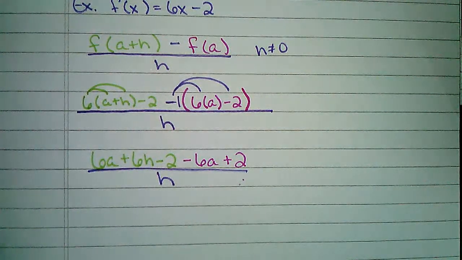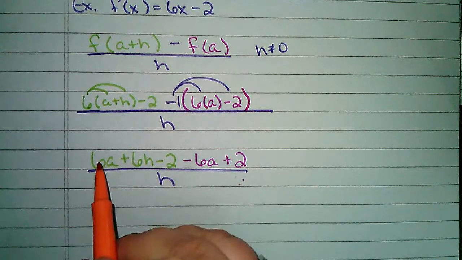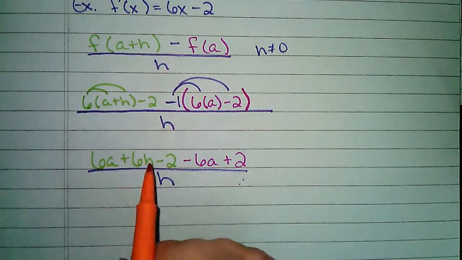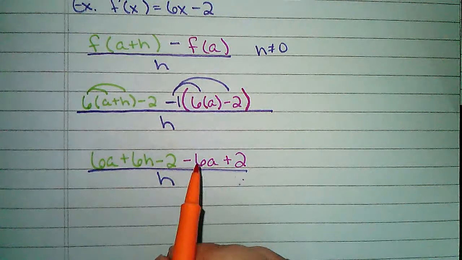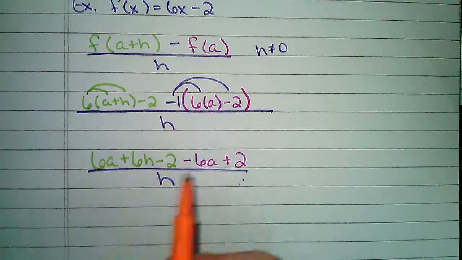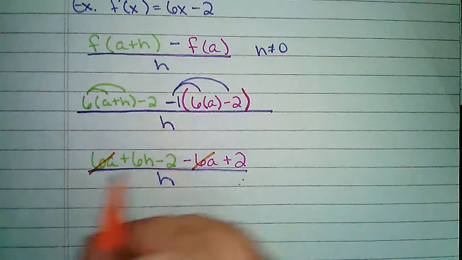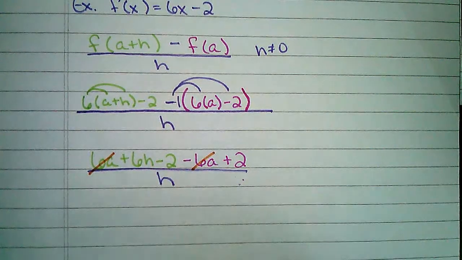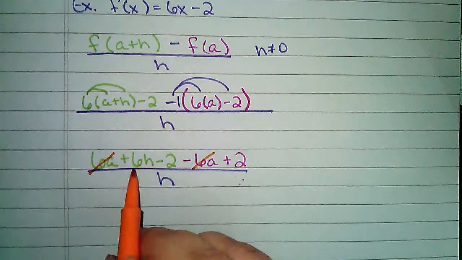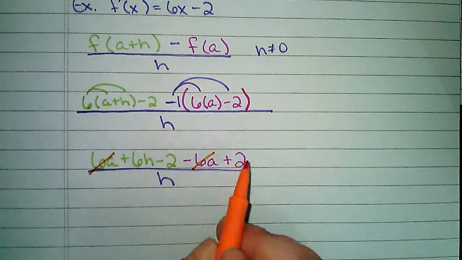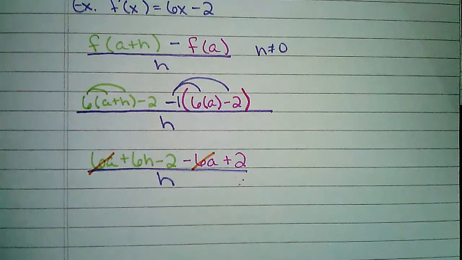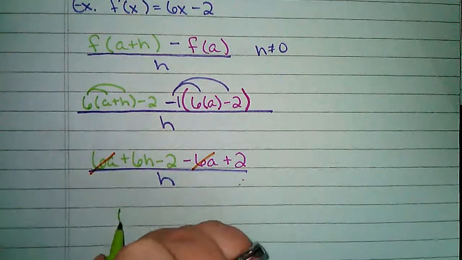So now let's look in that numerator and see if there's any like terms I can cancel. Well, I have a 6a. Do I have any other things with a? Yep, here's one. A negative 6a. So if I have 6a minus 6a, those, being the same and opposites, will cancel. Now let's look and see if I have anything else. I have 6h. Do I have any other h's up there? Nope. Okay, so that 6h is going to come down.